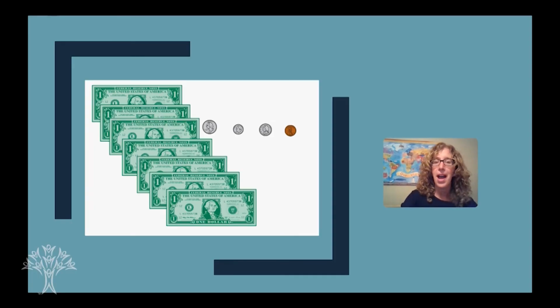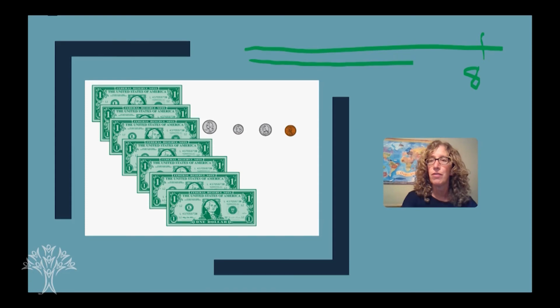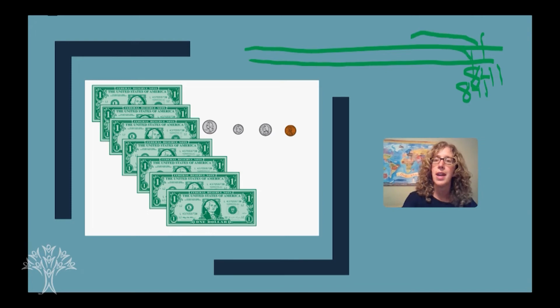I would use my number line to help me figure this total out. I would start with 841 because that's the amount of money that we started with. And I know that we took away $1, which was 100 cents. If I start on 841 and I take a big jump of 100 backwards, where will I land?